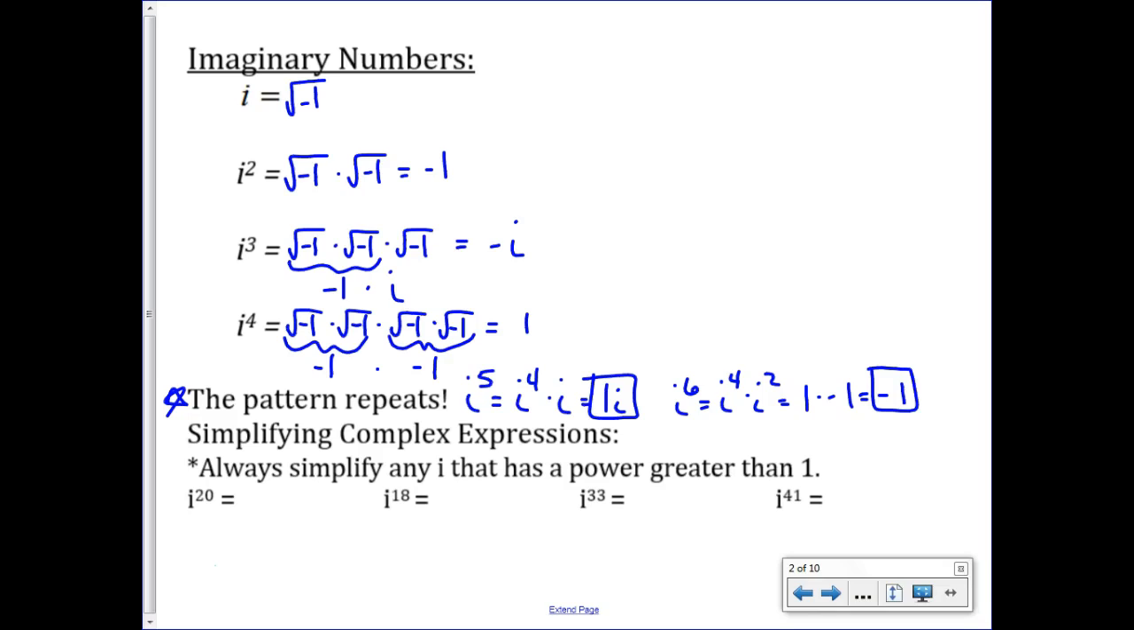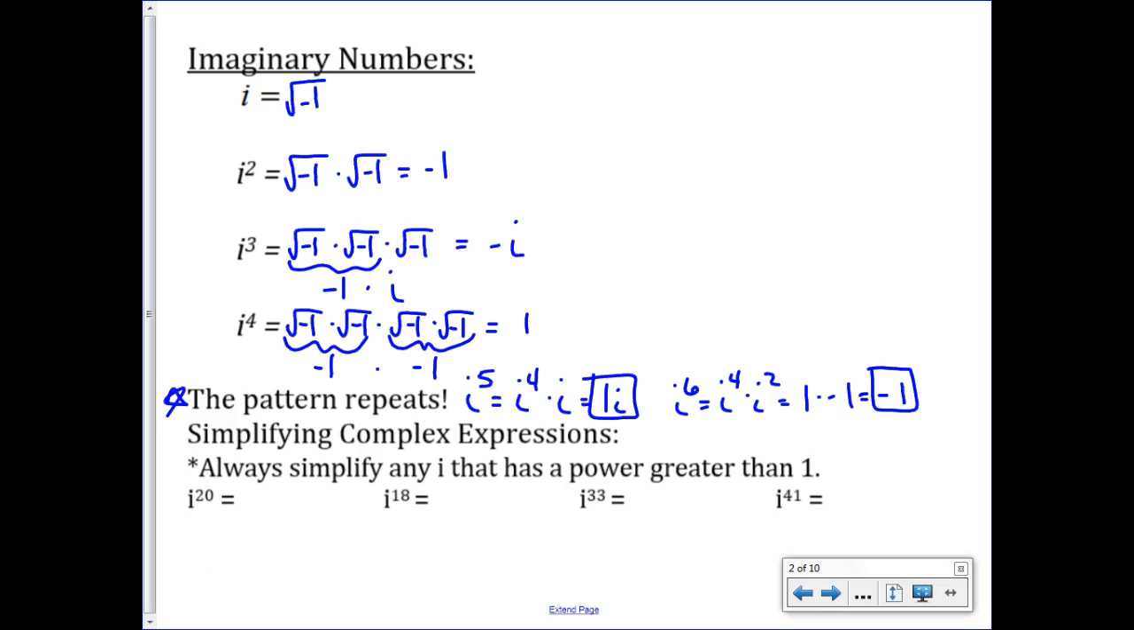You can try it with i to the seventh, is i to the fourth and i to the third. So then there's our i to the third left over. That gives us -i. i to the eighth is i to the fourth and i to the fourth. So that's 1 and 1 again.